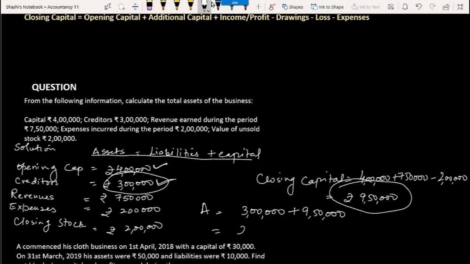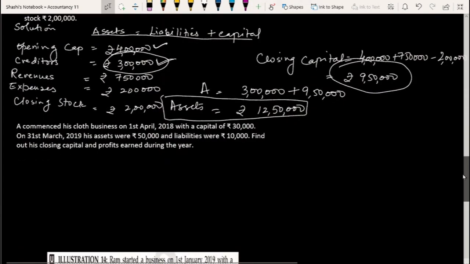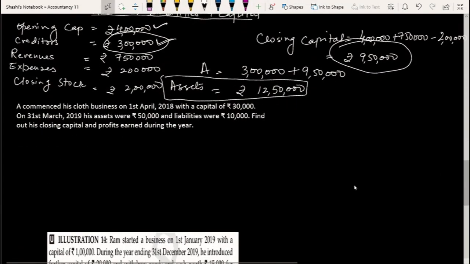So assets come to 12,50,000. So these are your assets, or you can say this is your final solution. This way we can find out the missing figure if we know the concept of the accounting equation. Let me take another question here.